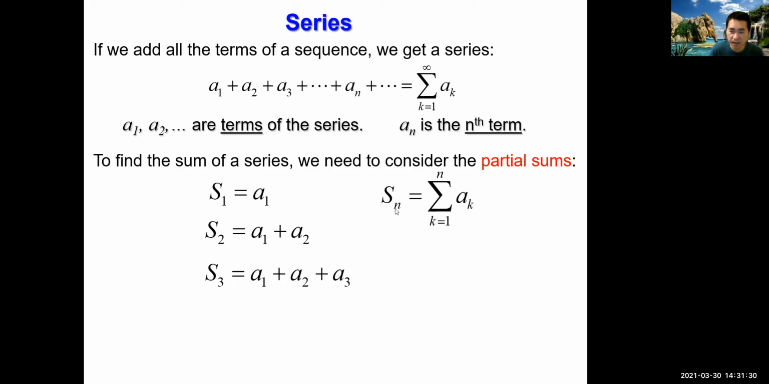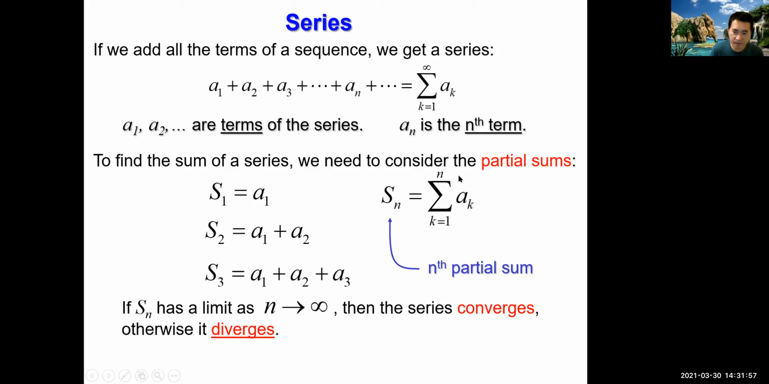Then we let n go to infinity, and we can see how the sum changes as you increase the number of terms. At the end, you take the limit as n goes to infinity, and that will give you the actual sum of the series. That's called the nth partial sum. If s sub n has a limit as n goes to infinity, then the series converges. Otherwise, it diverges.